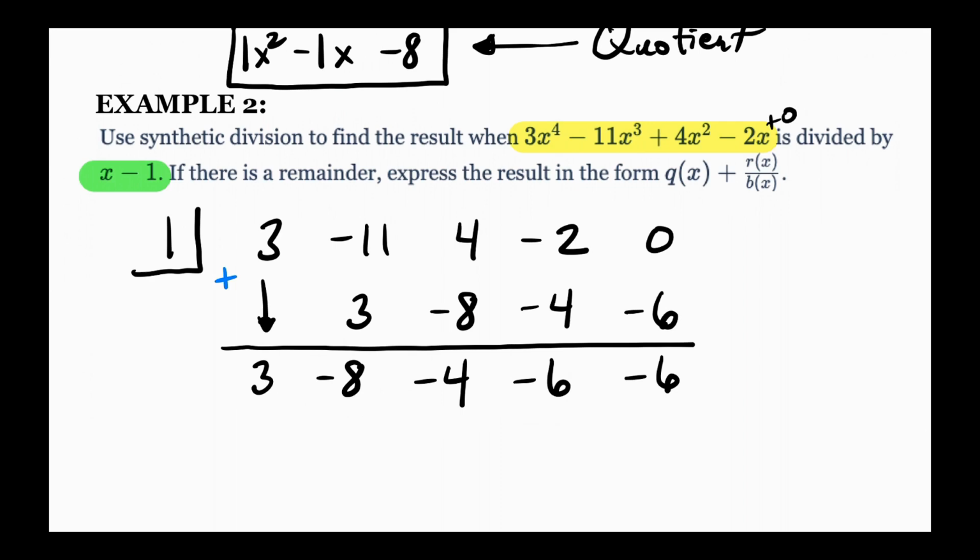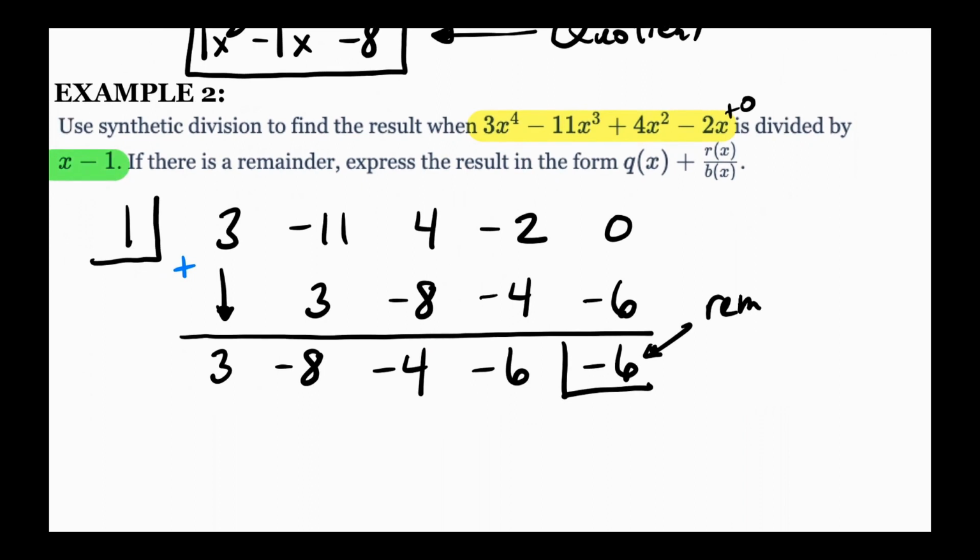Division part is done. What's my remainder on this one? Negative 6. Yep, negative 6 is my remainder. The last number is always going to be a remainder. If it's 0, that means you get no remainder.